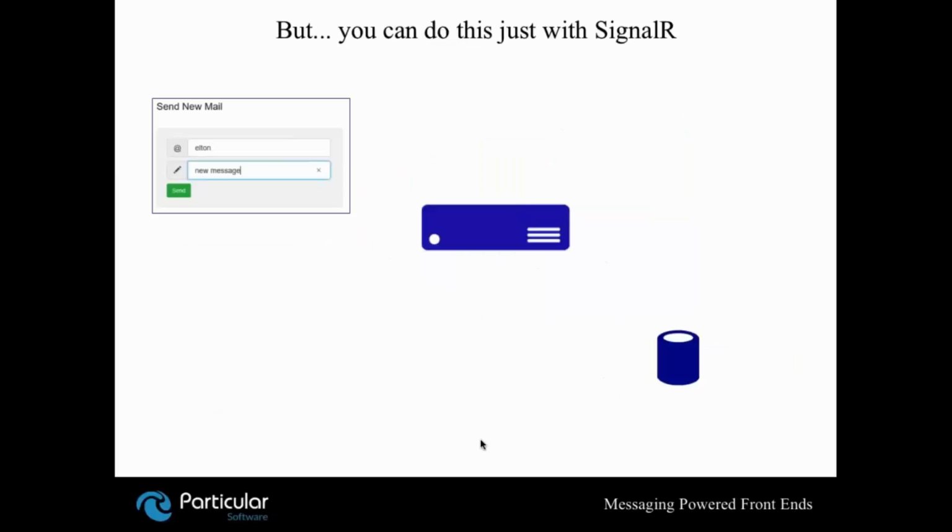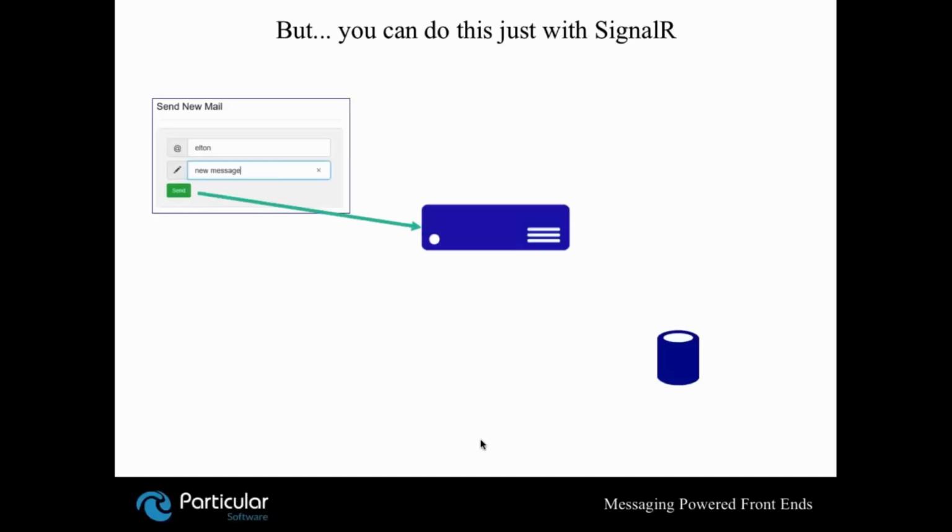But in the solution we've got so far, we've got SignalR as the channel between the server and the clients, and the back end is powered by RabbitMQ. But you can do most of this just with the channel. The channel is powerful enough. It has the mechanisms to broadcast to clients. It has the mechanisms to send a message to a particular client. So what do we actually get by putting messaging in the back end of this?